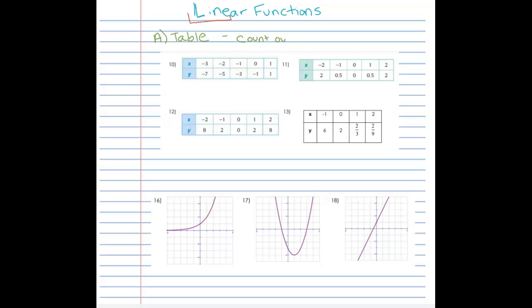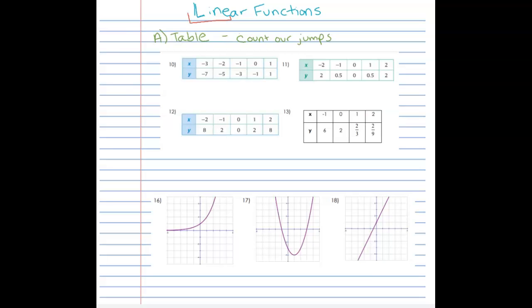count our jumps. We're going to do a couple of examples together. Then I'm going to have you try a couple of examples on your own. So we're going to count our jumps. We're going to count our x jumps. We're going to count our y jumps. Let's look at x and y here.